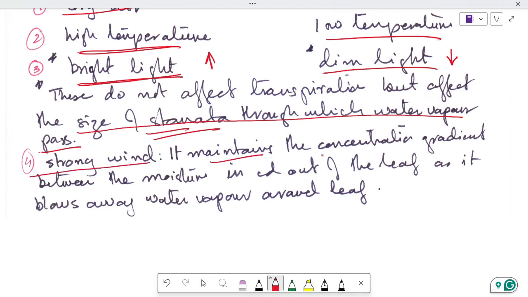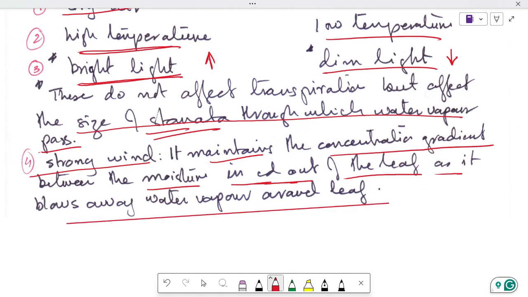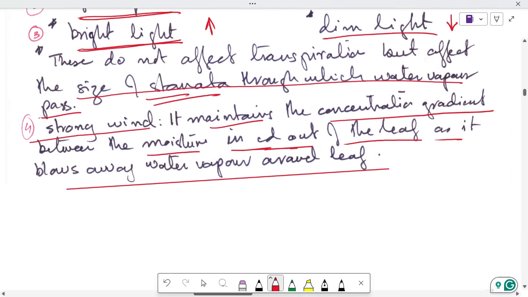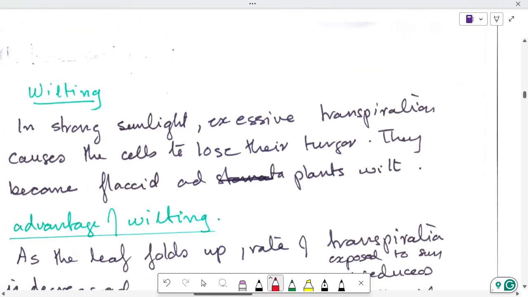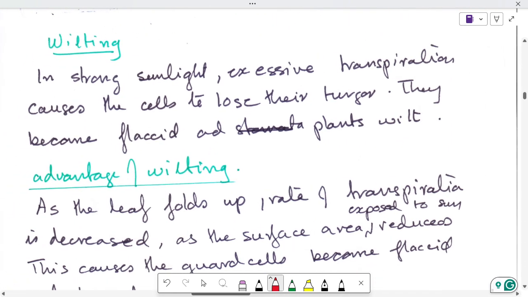It maintains the concentration gradient between the moisture in and out of the leaf as it blows away water vapor around the leaf. So, when there is wind blowing, the water which is coming out of the stomata does not saturate around the stomata but is blown away by the wind, so more water comes out and evaporates.